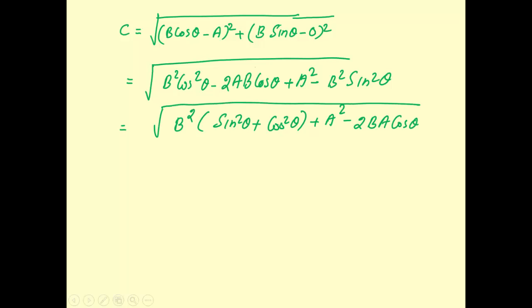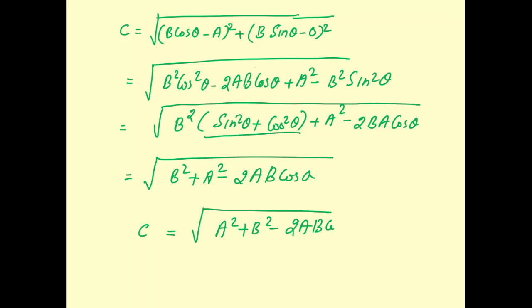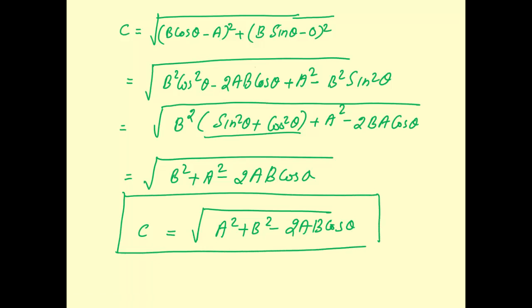Since sin square theta plus cos square theta equal to 1, I can say it is root of b square plus a square minus 2ab cos theta. So this is what you call C equal to root of a square plus b square minus 2ab cos theta. This is what you call the cosine law of a triangle.